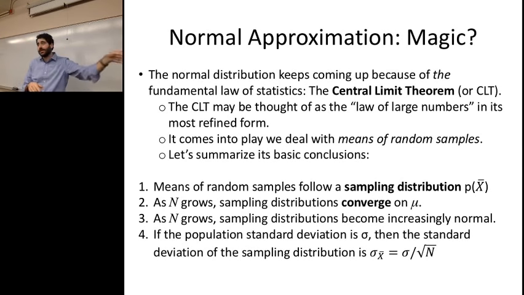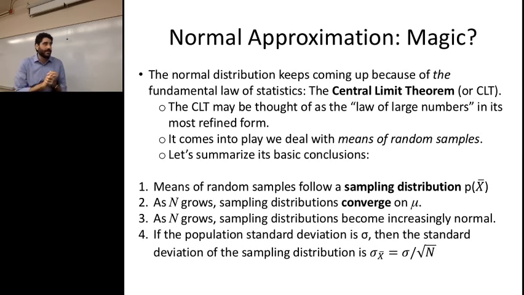So point 2 there is telling us that as n gets bigger and bigger, the sampling distribution is getting tighter and tighter. It's going to be more and more unlikely to get a sample mean that's very far away from the population mean. So these sampling distributions are getting thinner and thinner. The range of likely sample means is going to get smaller and smaller.